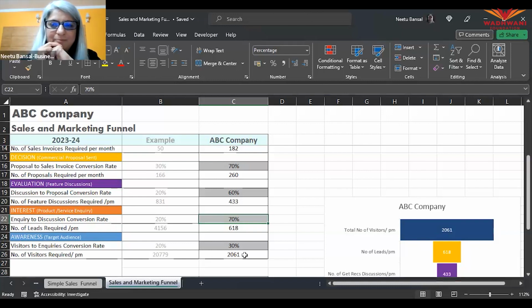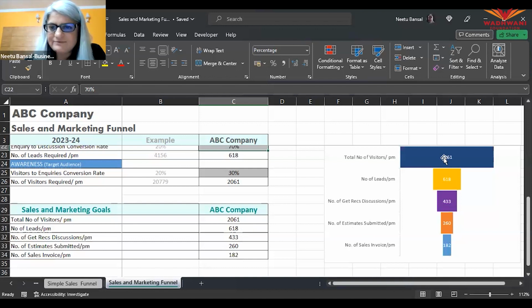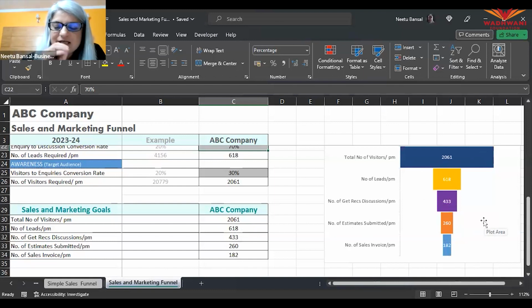Fantastic, Akshay. Thank you for bringing that point over here. Now, as an example in this case, you have these numbers over here. Let's take this example: to reach out to 2,061 visitors, to ensure that you get at least 2,000 visitors every month onto your website or your app, how much money do you need to spend? Can you make that calculation?